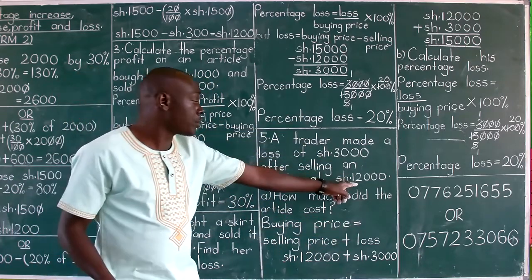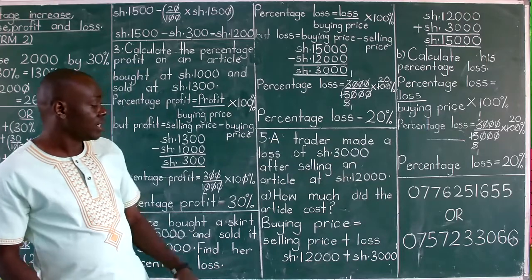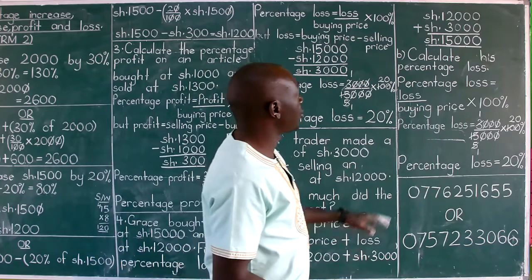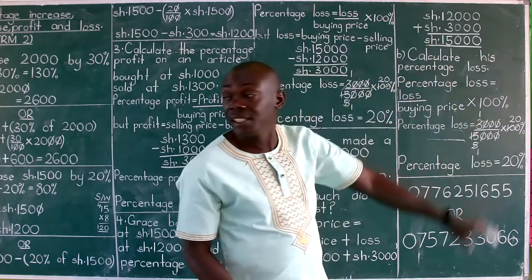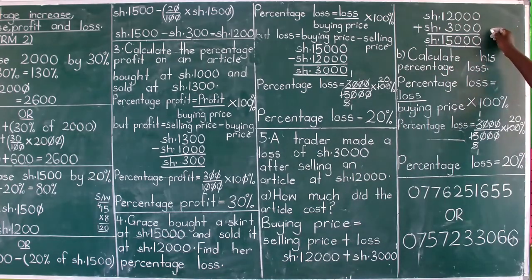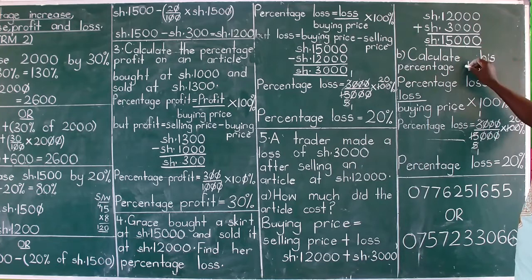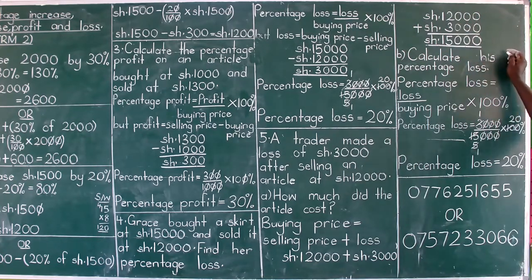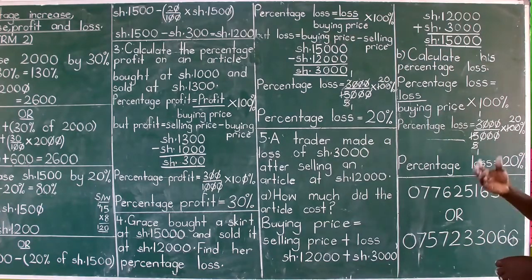So our selling price is 12,000 shillings and the loss is 3,000 shillings. So do you add them? Buying price is equal to 12,000 shillings plus 3,000 shillings. Order them vertically and add: 0 plus 0 is 0, 0 plus 0 is 0, 0 plus 0 is 0, then 2 plus 3 is 5, and this one down. So this trader bought this article at 15,000 shillings and sold it at 12,000 shillings, thereby getting that loss of 3,000 shillings.